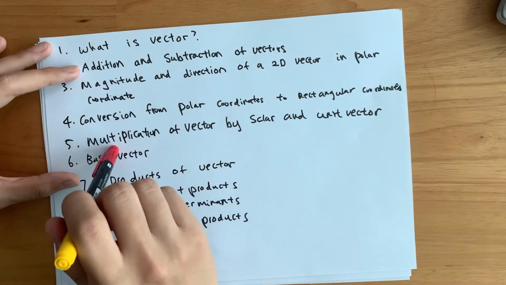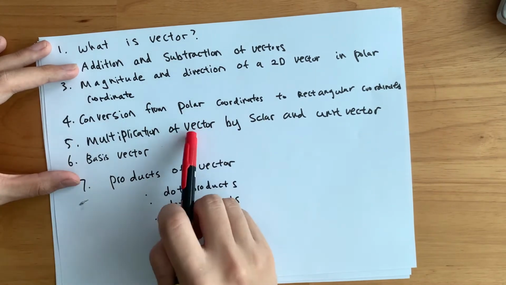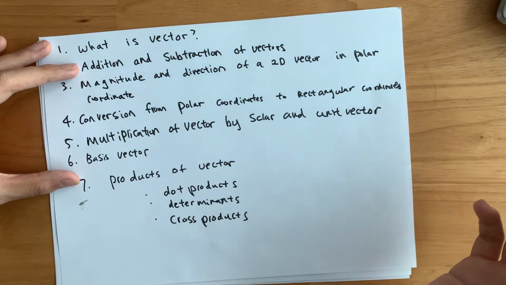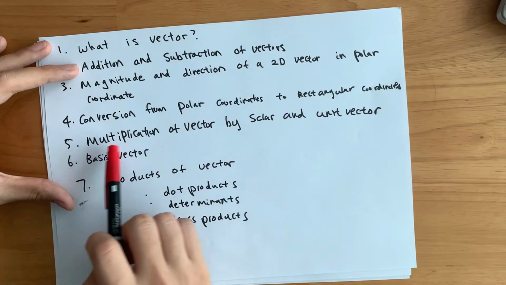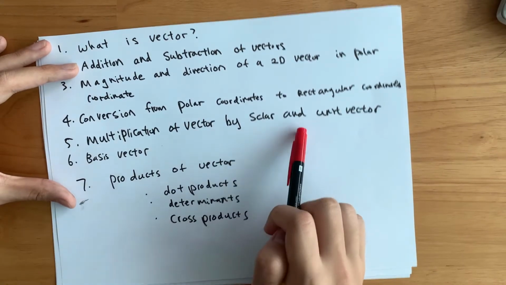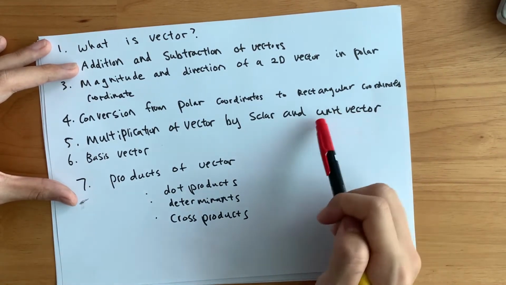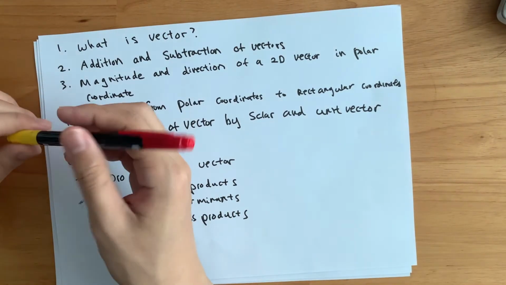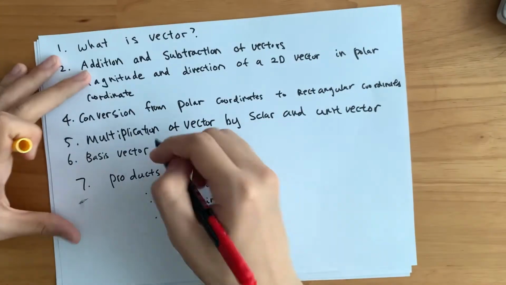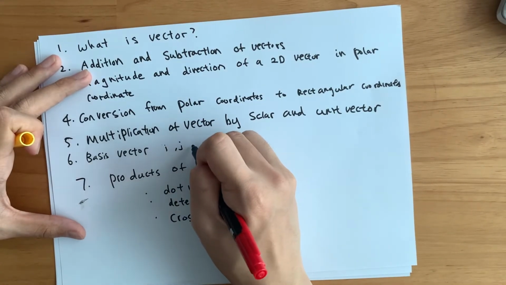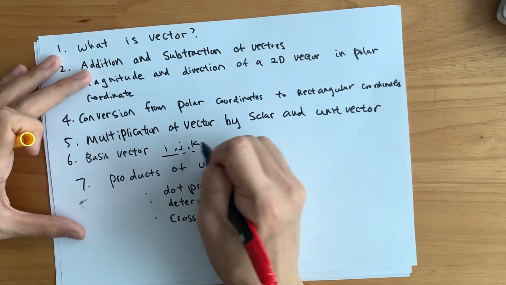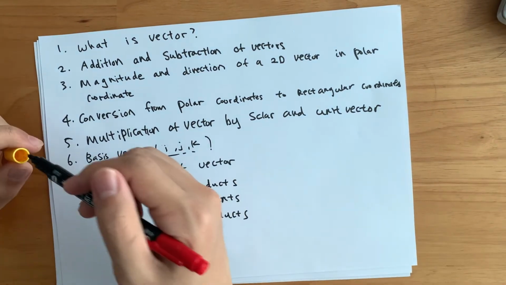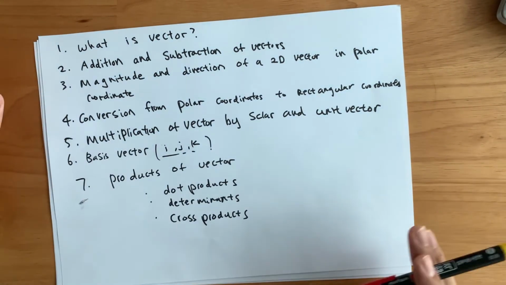And we're going to convert these polar coordinates to rectangular coordinates. Then we're going to multiply vectors by a scalar, and talk about some basics of unit vectors, and basis vectors. This is also called i, j, k. Don't get scared. It's just basis vectors.